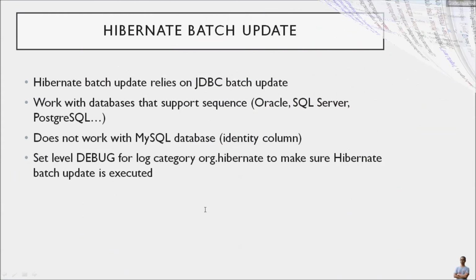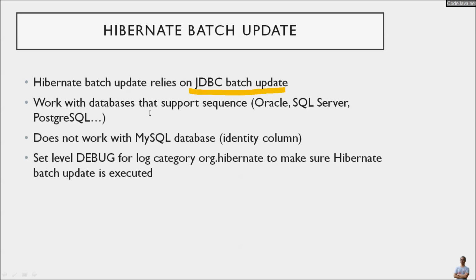So to summarize, Hibernate batch update relies on JDBC batch update, and it works only with databases that support sequences, like Oracle, SQL Server or PostgreSQL. It doesn't work with the MySQL database, which supports only identity columns. And during development, you should configure the Hibernate log category org.hibernate so you can see more detailed information to make sure that batch update is really executed.